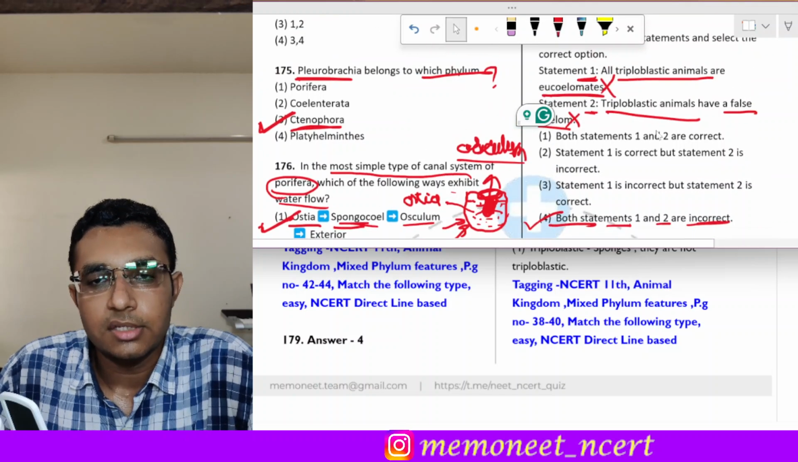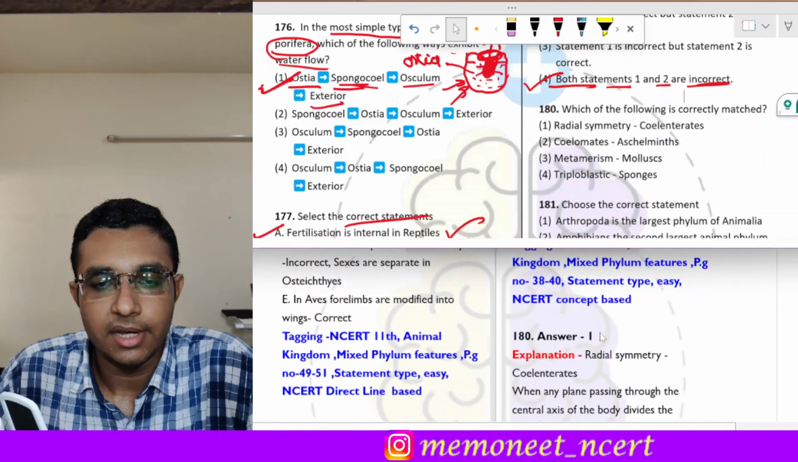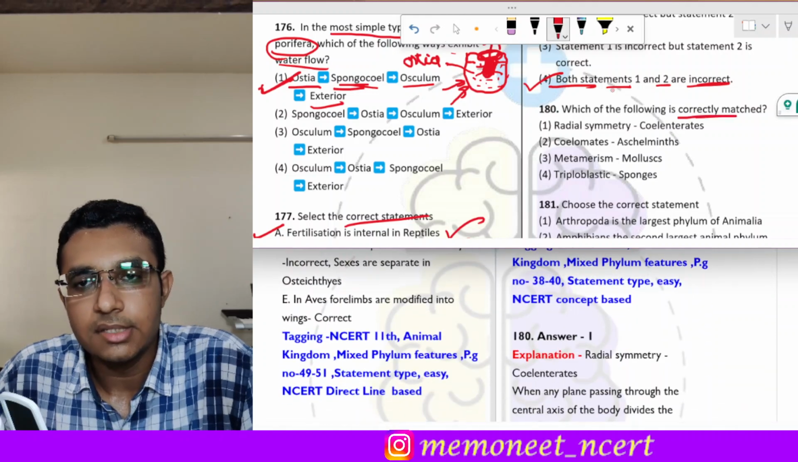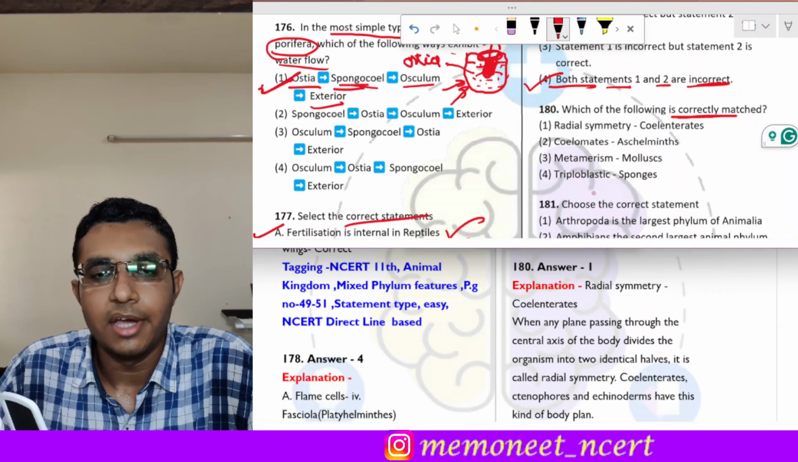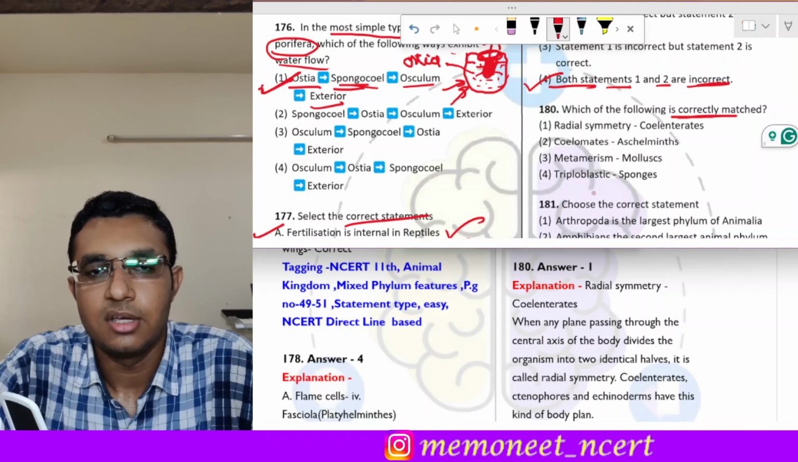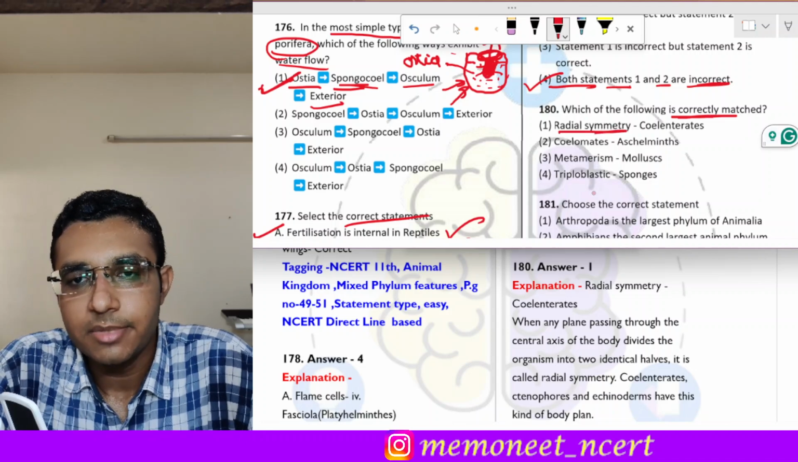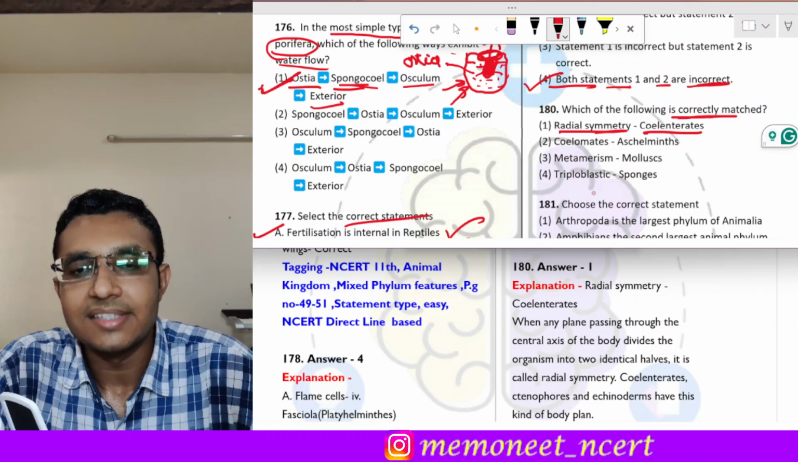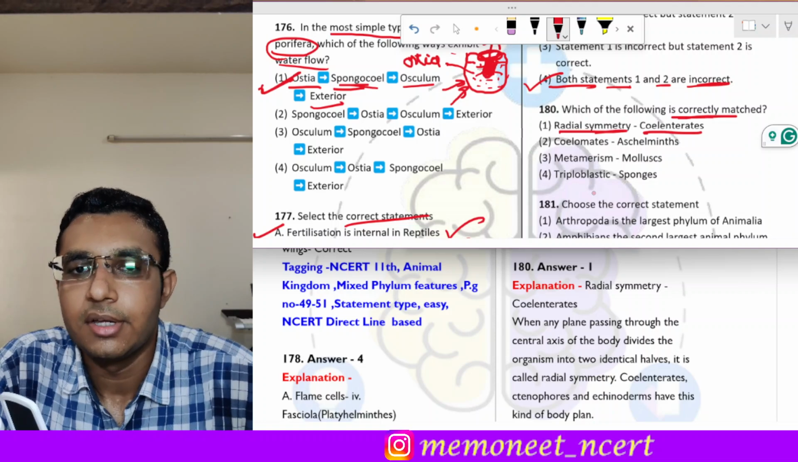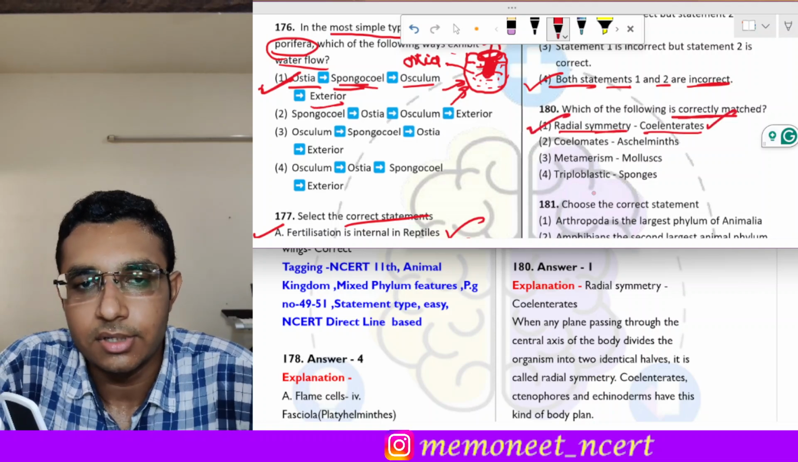Moving on to the next question, that is question number 180. The question 180 states that which one of the following is correctly matched. Okay, so among the following four options, we have to find that which is correctly matched. So let us read the options one by one. The first option is radial symmetry, coelenterates. Okay, so see, radial symmetry is a characteristic feature of coelenterata. So yes, this option is correct. Okay, so the correct answer of this question is option 1.